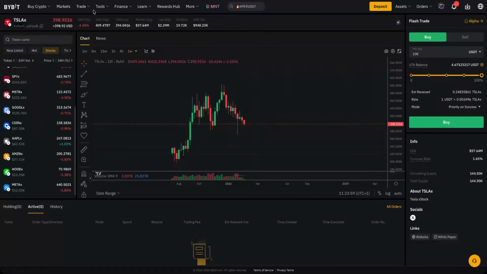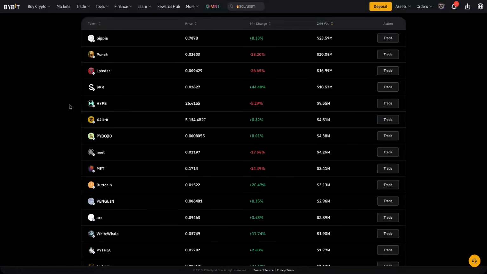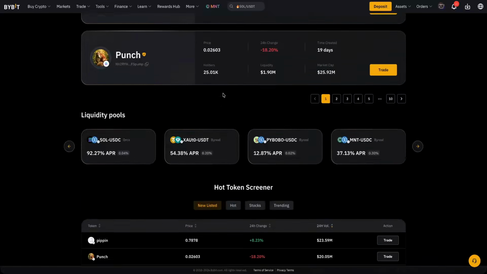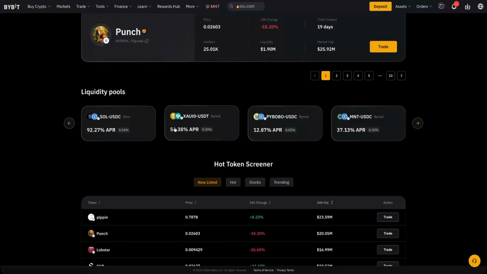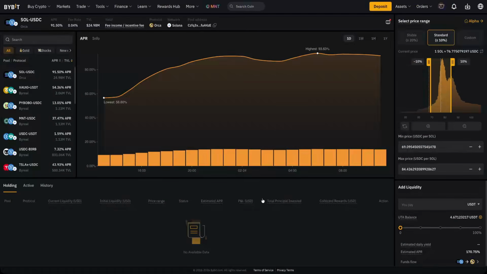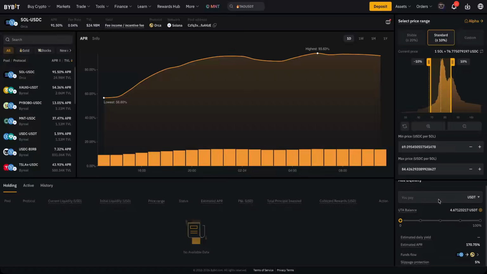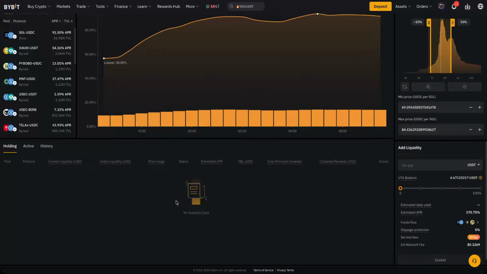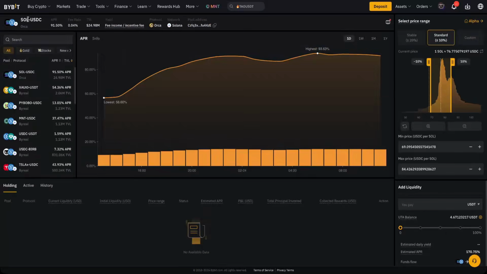Last thing I need to show you is when we come back to the landing page here, you see the option that says farm. If I scroll down here and we go to the liquidity pool option, we can just go ahead and click on the Sol USDC, which is the one with the highest APR return. As you can see, if I scroll down right here, you see estimated APR is about 170%, right?